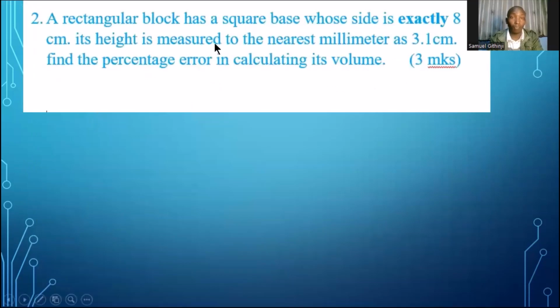You're given a rectangular block there, has a square base. The side of the base is exactly 8 centimeters. So this word exactly, you can see it is in bold there, meaning we are assuming that the measurement of the sides has 0 error. So we'll be working with the measurement given to the nearest millimeter, and we are assuming the error will be emanating from that. Good. We go ahead and discuss that one.